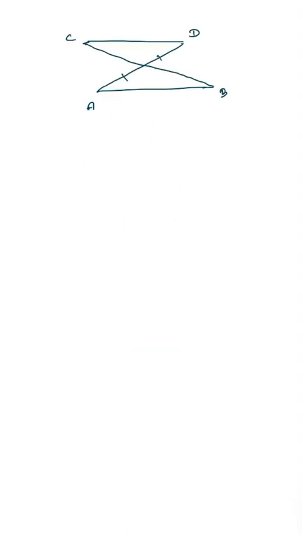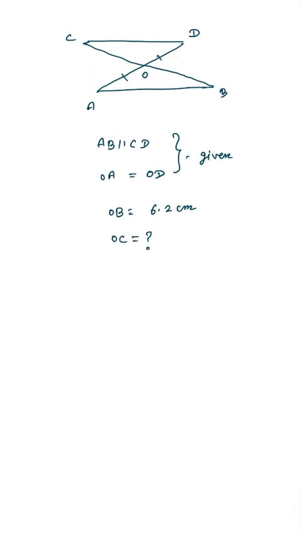Now let's have a question to demonstrate the concept. In the given figure, we have AB and CD. These are parallel lines, and let's say this point is O, and it is also given that OA is equal to OD. I mean, O is acting as the midpoint for AD. Now, if this condition is given, we will consider these two triangles COD and BOA. In the question it is asking that if the value of OB is given, what will be the value of OC?